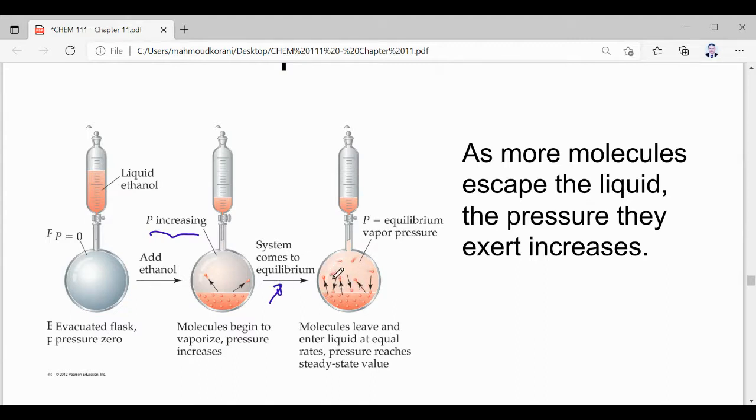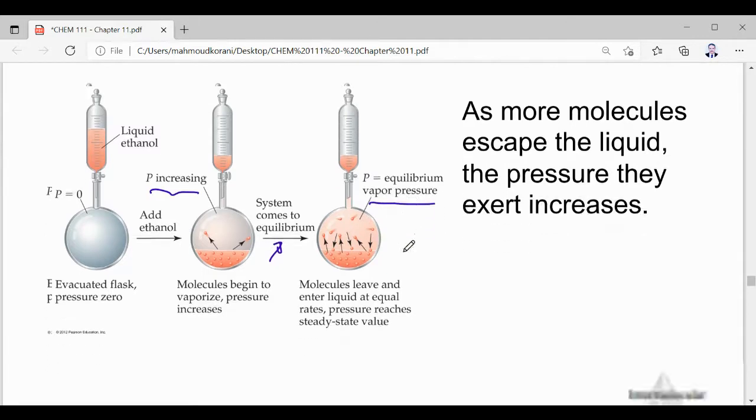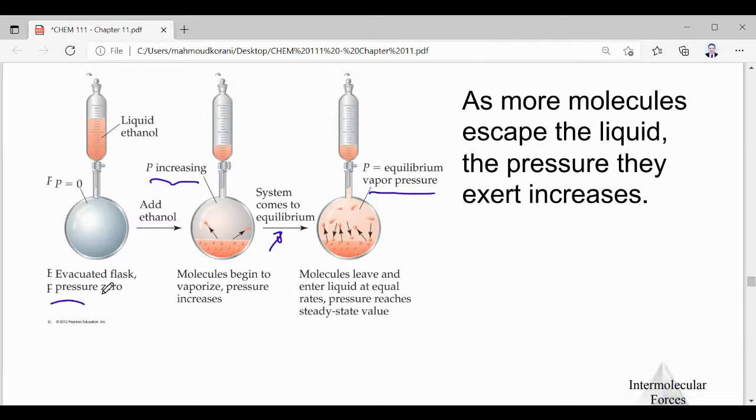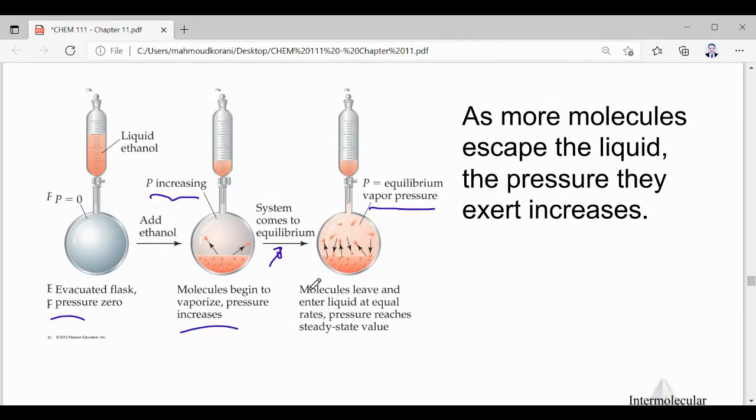At some time the system comes to equilibrium, which is called dynamical equilibrium, when you have two rates, the rate of vaporization and the rate of condensation, and they are equal. At that point we have a dynamical equilibrium, and this area is saturated with the vapor, and the pressure of that vapor at that point is called the vapor pressure. So pressure is zero, it increases with time.